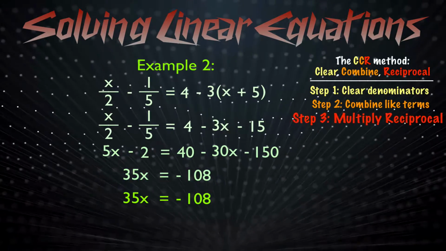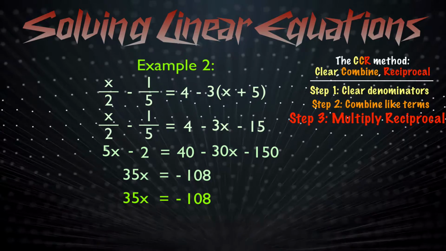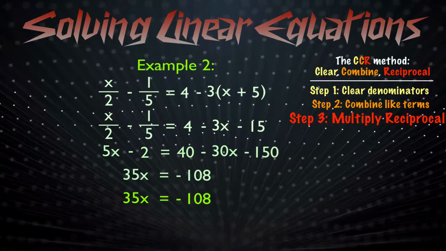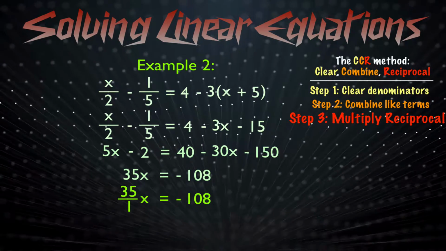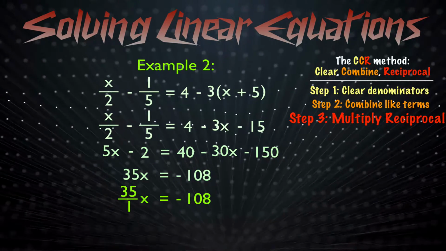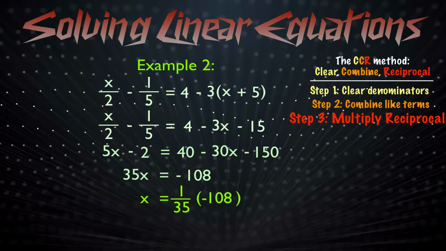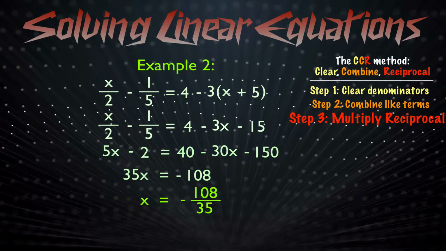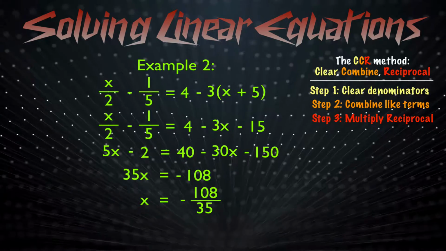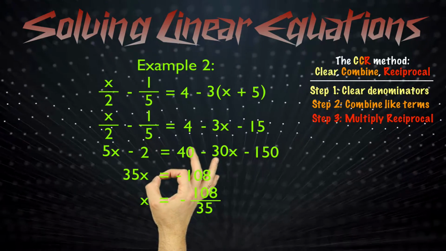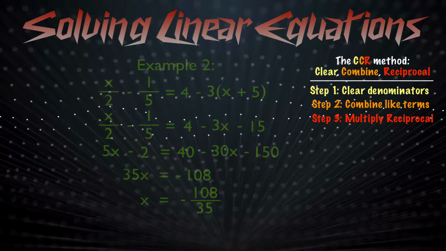Now we're ready for step 3, where we multiply both sides by the reciprocal of the coefficient on the linear term. Recall we first write 35 as a fraction, so 35 divided by 1. Then it's easy to see that its reciprocal is 1 over 35, which when multiplied to both sides of the equation leaves us with an answer of x equals negative 108 divided by 35. Because 108 is neither divisible by 5 nor 7, we can't reduce this answer, so we'll call example 2 good and move on to example 3.